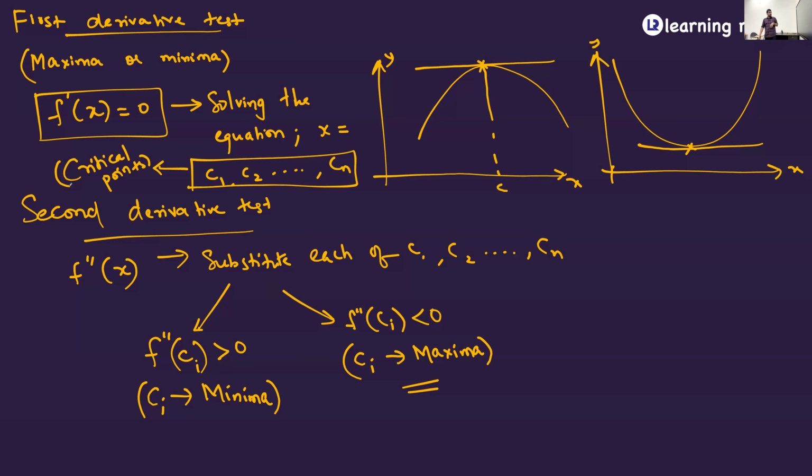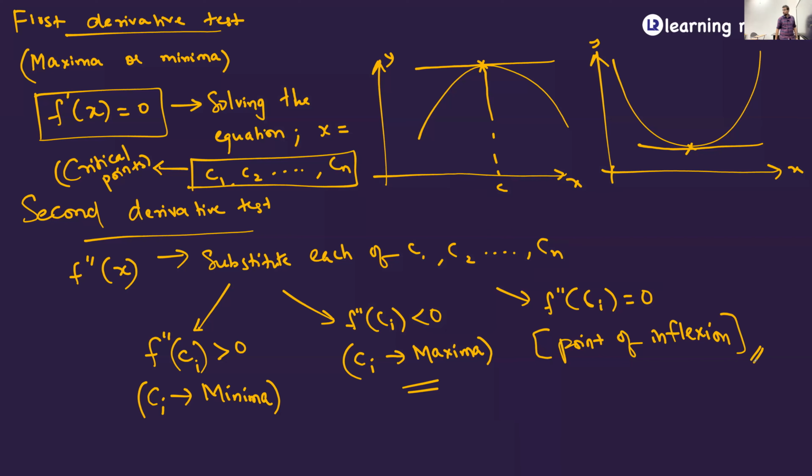Now the question is, f double dash of Ci is greater than 0 and f double dash of Ci is less than 0 for minima and maxima respectively. But what if f double dash of Ci also comes out to be 0? Then this point is called the point of inflection.